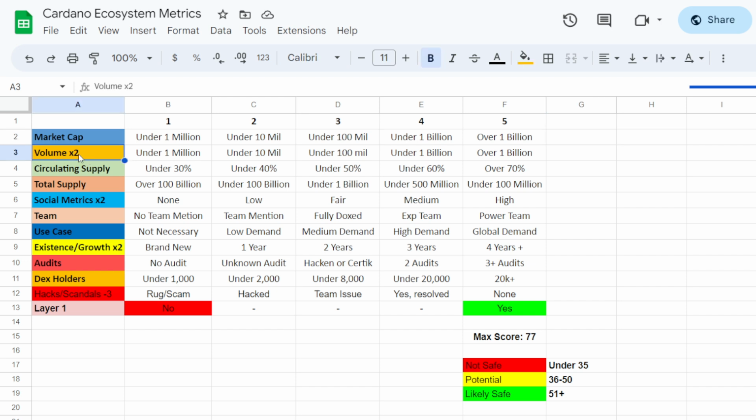Now you'll see that volume has a 2x, or an X2, meaning that whatever the point value here is, it gets doubled. All right. So, under 1 million, you get 2 points. Under 10 million, you get 4 points, so forth and so on. Over $1 billion in trade volume, you get 10 points added to your score. Why? Because it doesn't matter if a project goes from 3 cents to $3 if it's got $50,000 in trade volume. You're not going to get in or out of it. Okay, so that's the whole point of this.